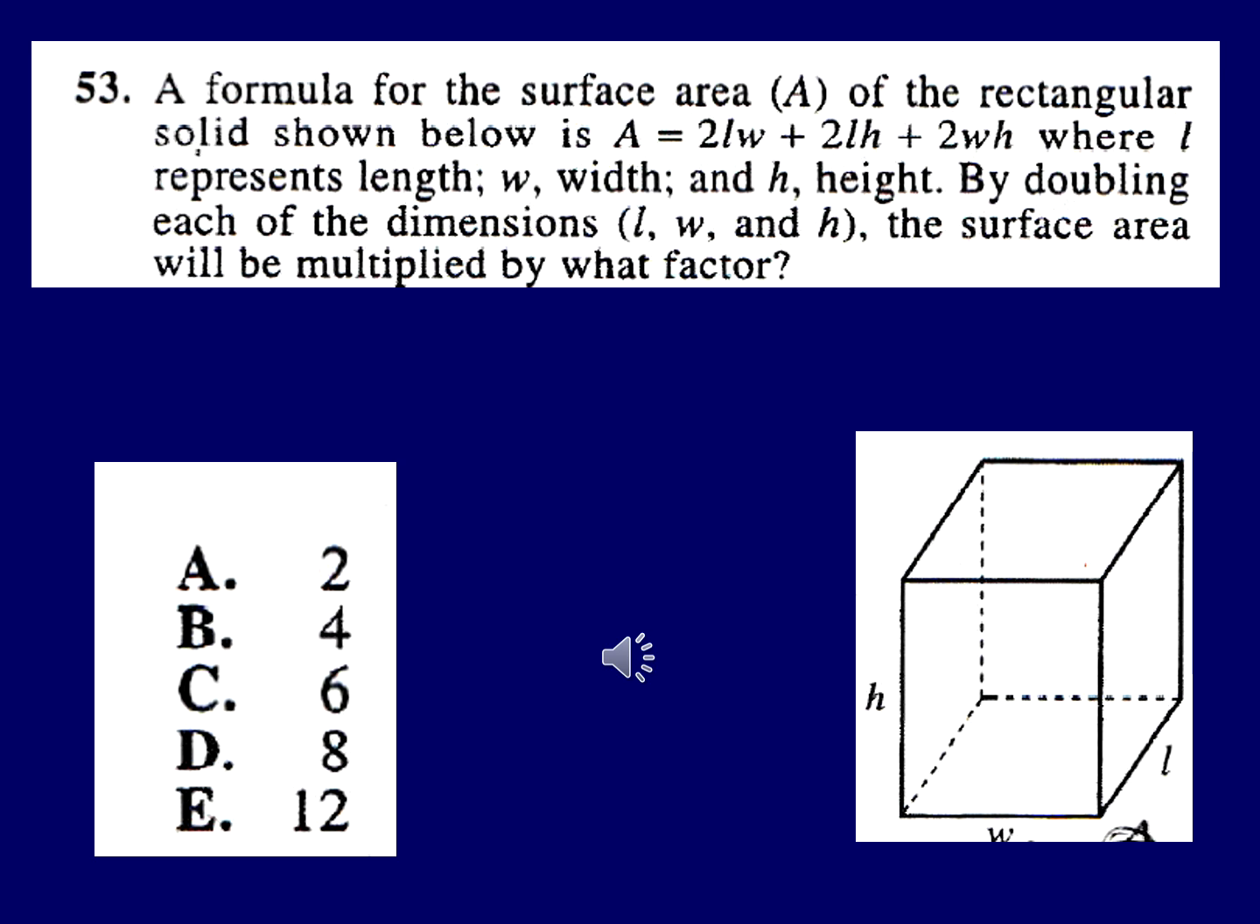Here we have a formula for the surface area of a rectangular solid, shown below: A equals 2LW plus 2LH plus 2WH, where L is length, W is width, and H is height. They're basically just saying you do 2 of every kind of side that would be there. It says by doubling each of the dimensions, L, W, and H, the surface area will be multiplied by what factor?